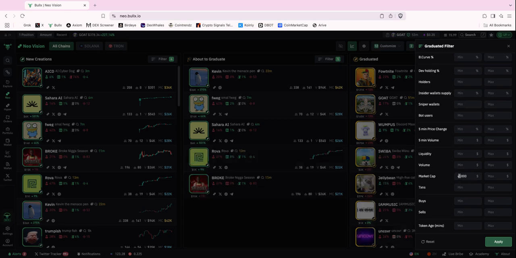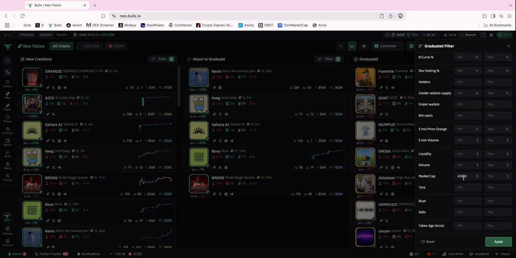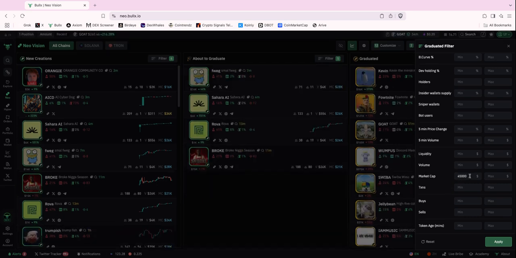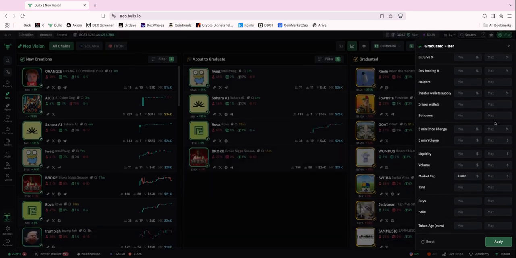For this column, I only want to see coins with a market cap of at least 45,000. Sometimes you'll see coins that will come out and then they'll drop below this. I just don't particularly care to see ones that are dropping like that because usually it means they're going to die. So I list 45,000 for the minimum, and I really don't have anything else set here.